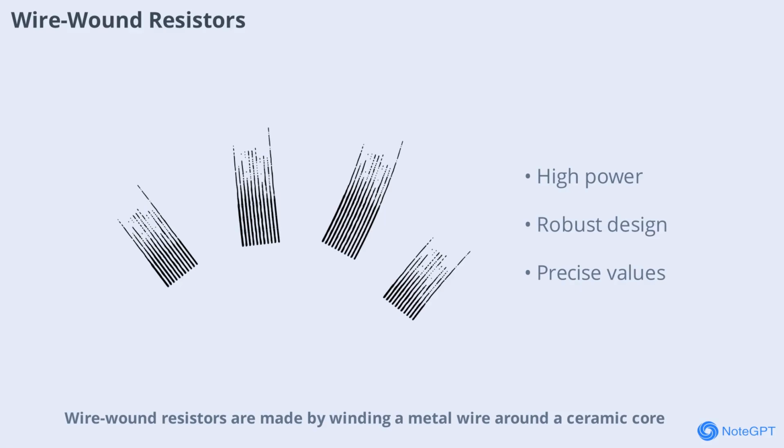Wire wound resistors are made by winding a metal wire around a ceramic core. They are capable of handling high power and are used in applications where heat dissipation is critical. Their construction makes them more robust and precise, but they are generally larger than other types.